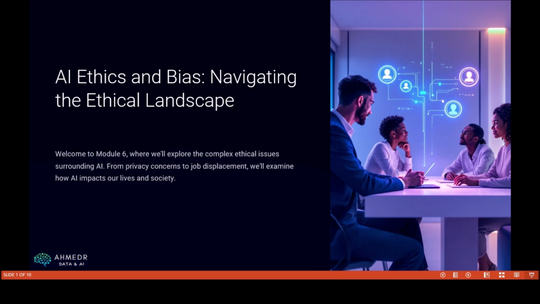As AI technology becomes more deeply integrated into our daily lives, it's crucial to understand the ethical issues surrounding its use. AI has the power to bring great benefits, but it also raises important questions about privacy, accountability, and transparency. In this session, we'll explore some of the ethical challenges that AI systems pose and how we can address them.